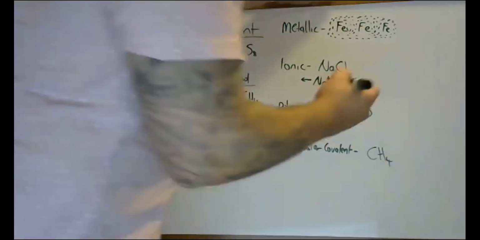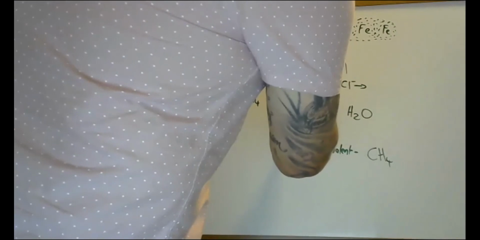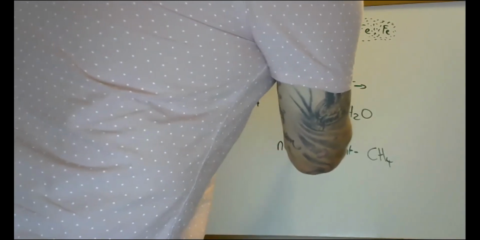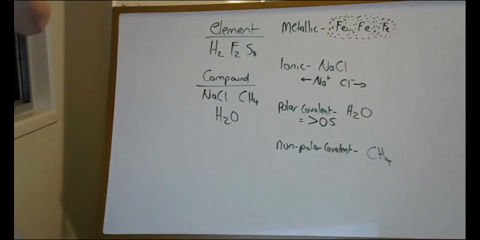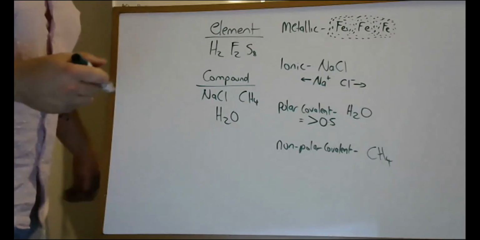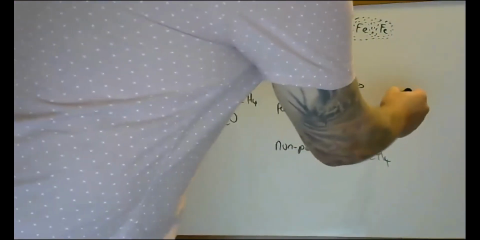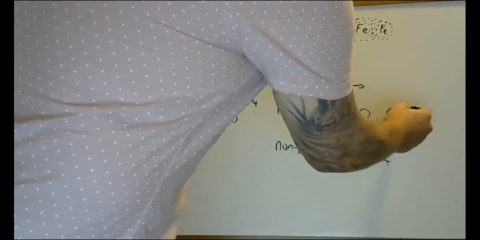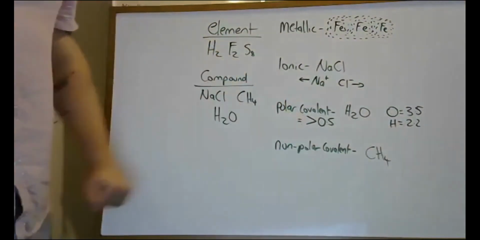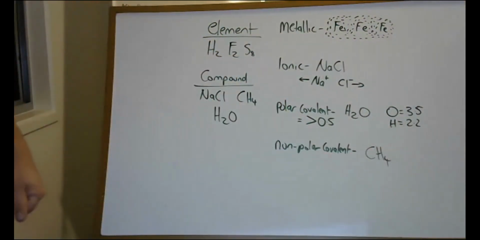So polar covalent is an electronegativity difference of greater than 0.5. So if my memory serves me correct, oxygen is 3.5, hydrogen is 2.2. So there's a greater than 0.5 difference in their electronegativity.